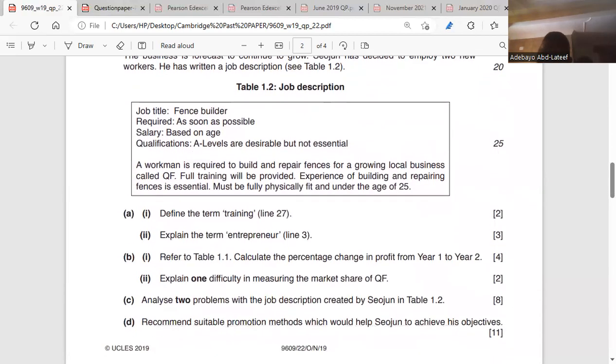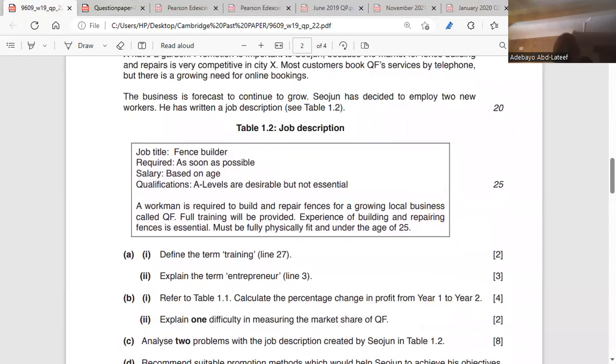So that's about that. Then we'll go to question C. Analyze the problems with the job description created by Sir John in table 1.2. So look at the job description. First, you have to define what a job description is. What's a job description? It describes the functions and responsibilities of a role within an organization. That is a job description.